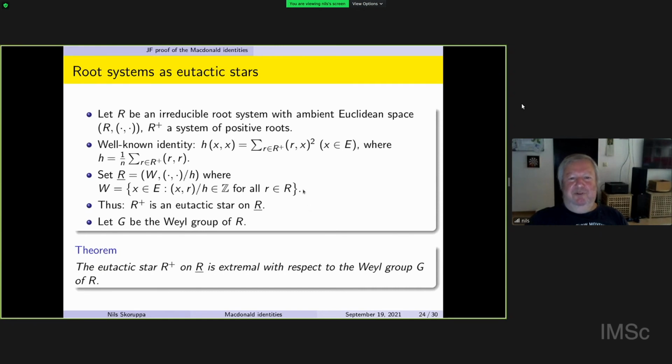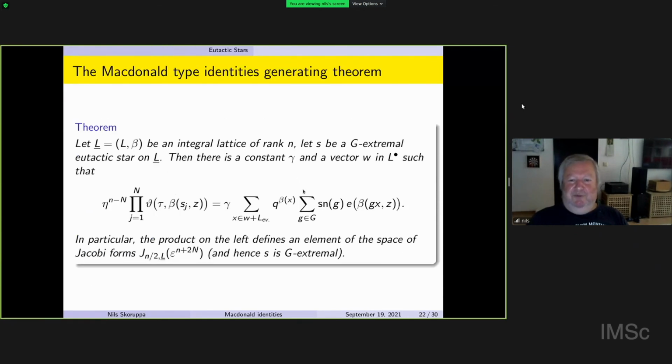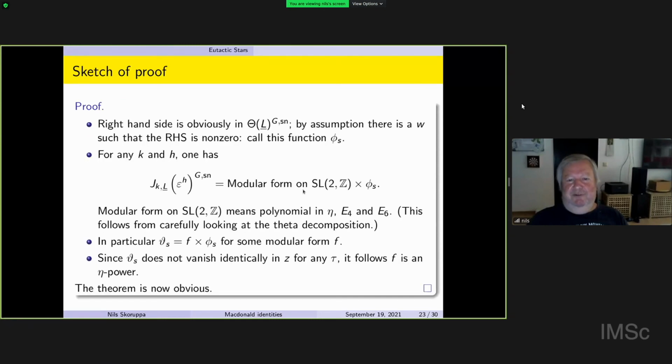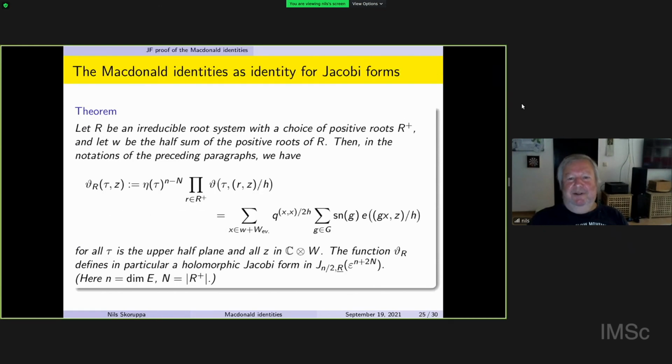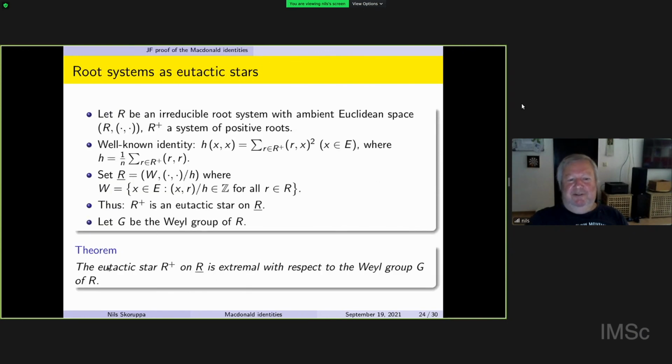Of course, the proof uses two things. One thing is the proof of this theorem, but that's really a very simple thing in the theory of Jacobi forms. Sorry, here I put the proof. I mean, it's a sketch of proof, say, but we don't go through it. And the other thing is that we have to prove that indeed this R plus, a eutactic star, is extremal with respect to the Weyl group G, right? And that is also quite a simple proof. It's simple in the sense it takes not more than half a page or even less, I think. It's also in the preprint if you're interested in that.